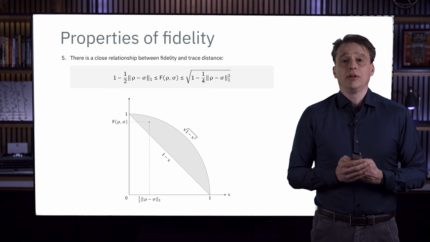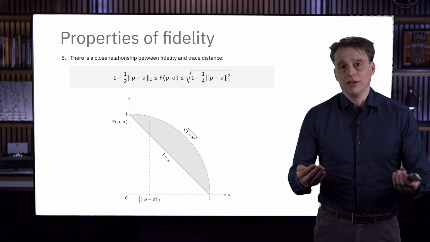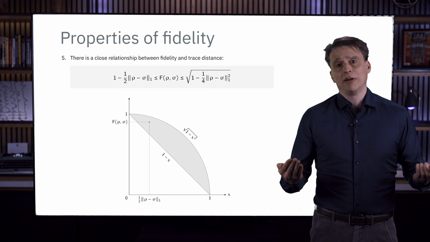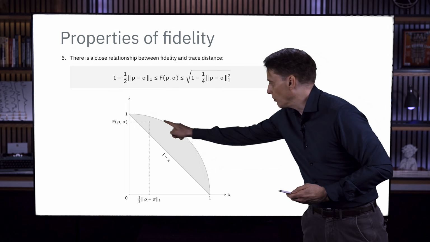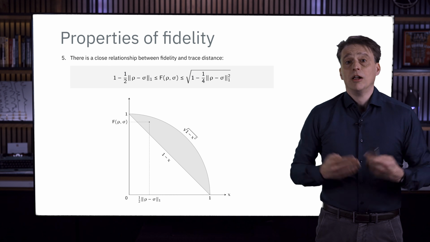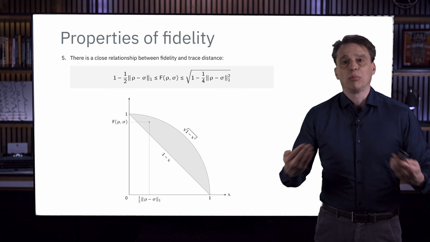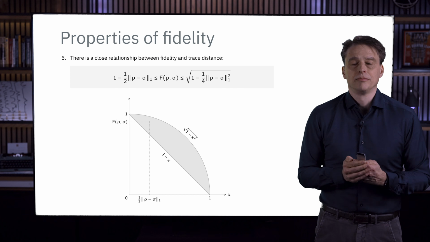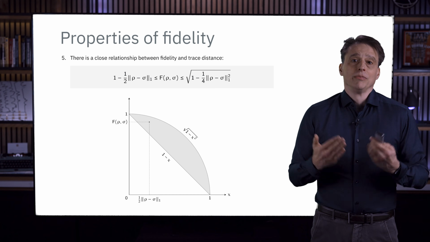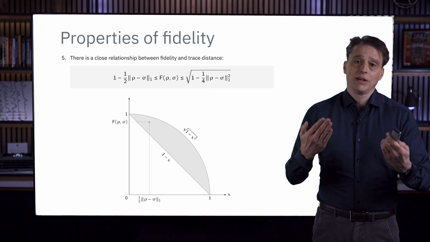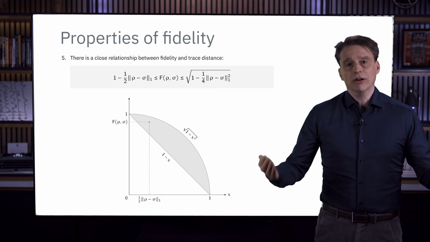If we have two states and we locate the trace distance between them on the x-axis and the fidelity on the y-axis, then the corresponding vertical and horizontal lines must intersect somewhere within this gray region. The most interesting region of the plot, by the way, at least practically speaking, is the upper left-hand corner of the gray region. In particular, when the trace distance is very small, the fidelity must be very close to 1 and vice versa.